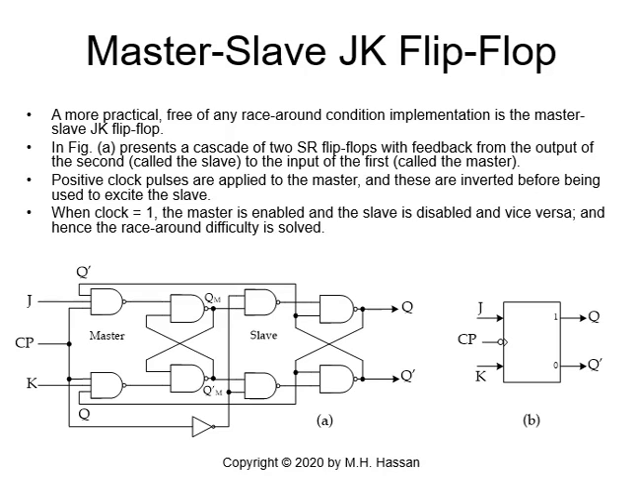A more practical race-round free implementation is the master-slave. If you look at the circuit, we have two NAND gates, which is an SR latch. We have two NAND gates, it is two SR latches, and we have the feedback here, which is from Q with J and Q prime, the feedback here, Q prime with K. So it is the same previous circuit with more sophistication.